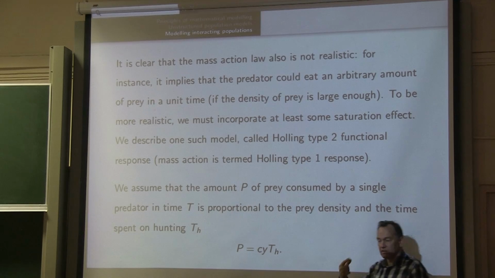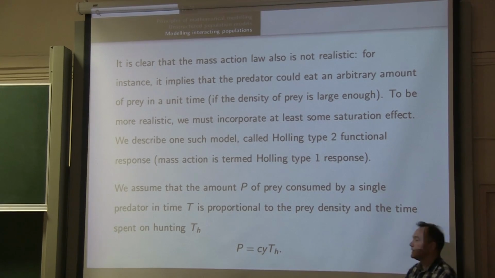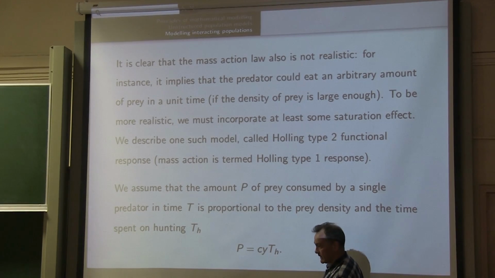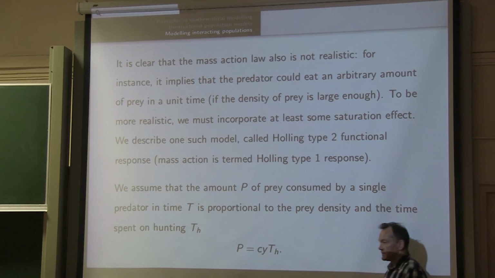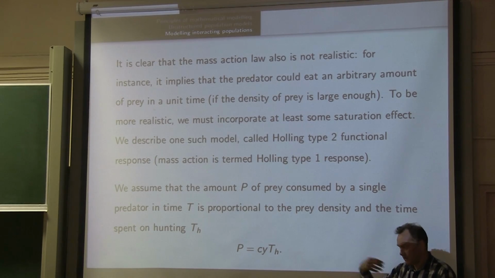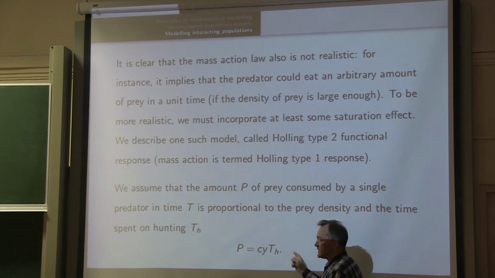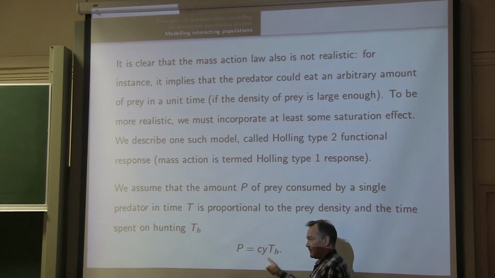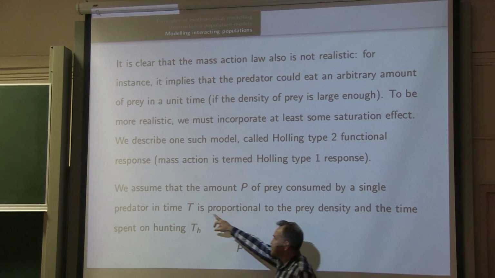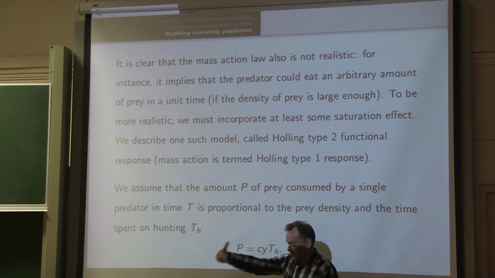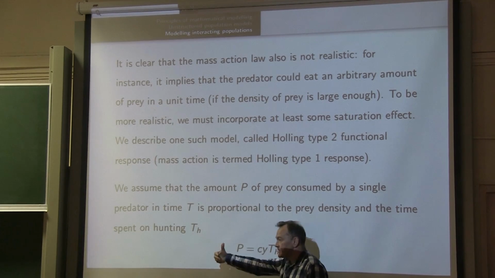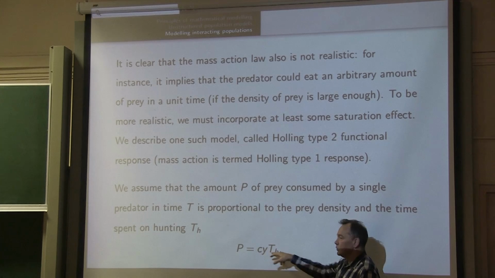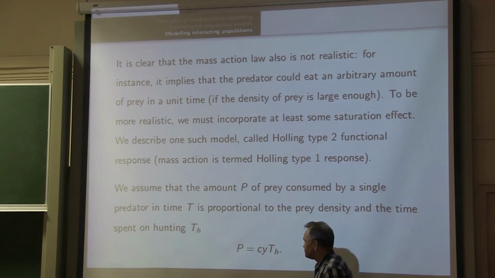TH is handling time per unit prey. So for example, if I catch a unit prey, then I will be busy for TH. If I am able, in this time T, to be successful in my hunting twice, then here it will be 2 times TH, and so on.